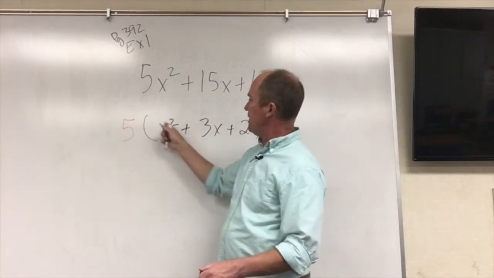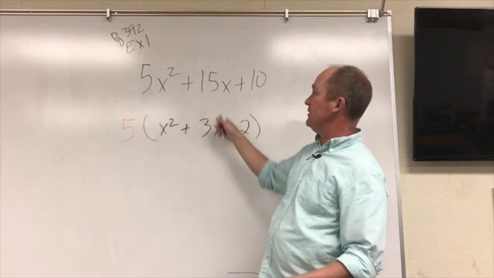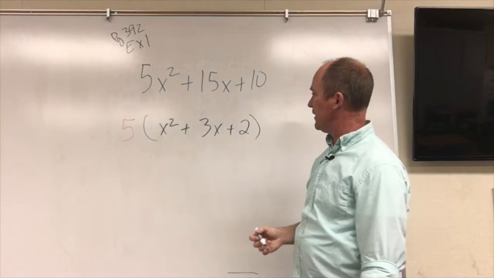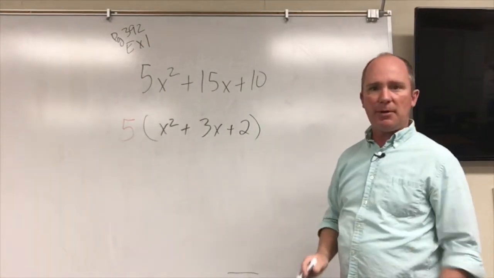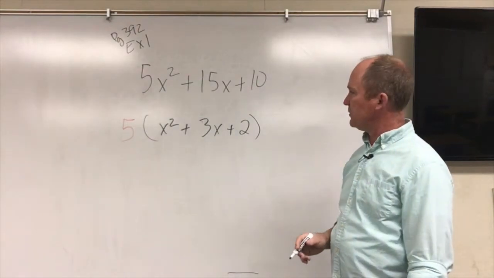So again, 5 times x squared is 5x squared. 5 times 3x is 15x. And then 5 times 2 is 10. And so we've broken this down. Now, at this point, it may be possible to break this down a little farther, and in this case, it actually does break down a little farther.